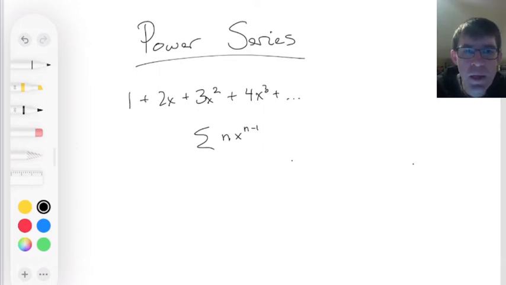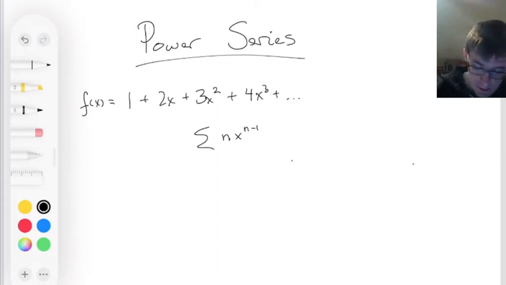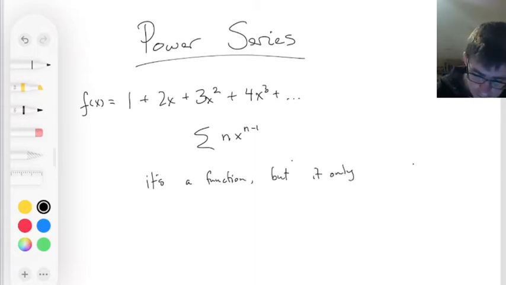But this is a power series, and it acts like a function, so you can call this f of x, and you can, if you want to, plug values in for x and see if you get an answer. Now, sometimes you will get an answer, but sometimes the series will diverge and you don't get an answer. So it's like a function, but sometimes it diverges. I'm going to say it this way: it's a function, but it only converges for certain values of x.